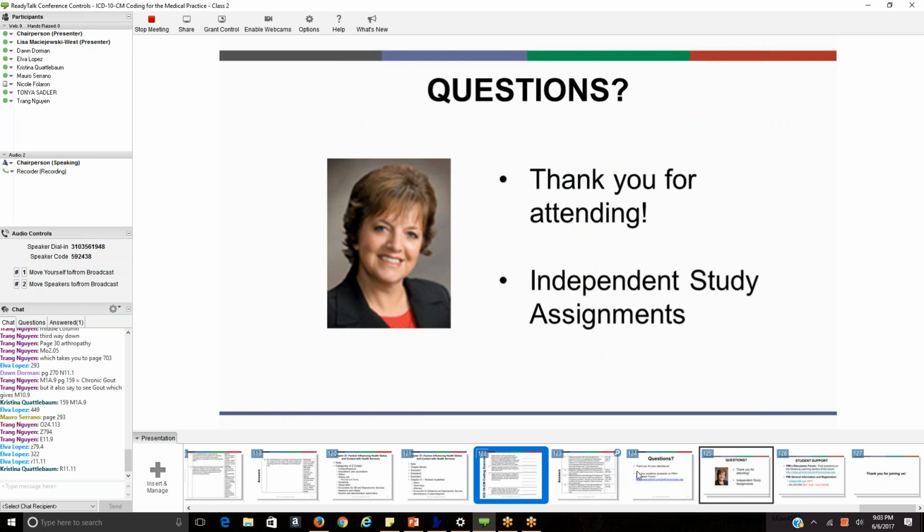Make sure you do the independent study assignments, which are all of the rest of the coding exercises that we didn't get to in each chapter.